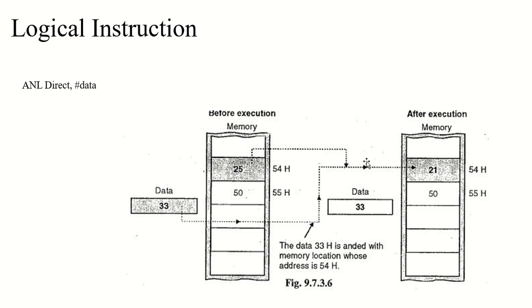Similarly, let's see one more example just to understand it better, because we can perform it without the presence of the accumulator as well. I'm taking ANL direct comma hashtag data. So this is a logical AND for byte variables one more time, and this instruction will bitwise logically AND the content of the memory location whose direct address is specified in the instruction with the immediate data.